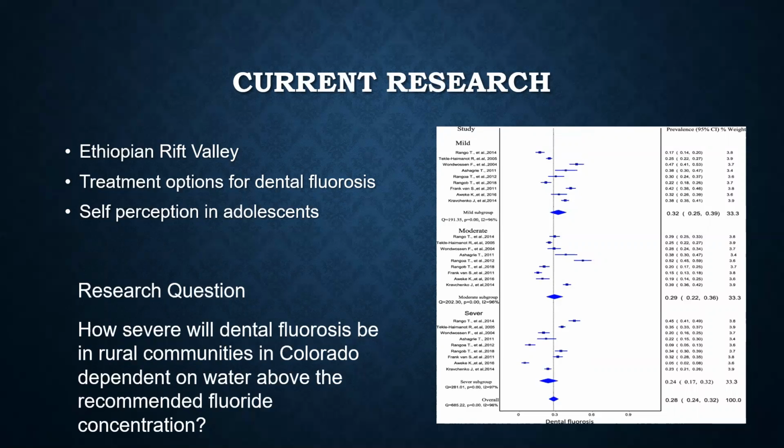Current research has also shown the treatment options for dental fluorosis. Currently, there is no treatment for this condition, and there's also been research in the self-perception in adults, which basically went and asked about the overall happiness of these individuals with dental fluorosis and found out that happiness tends to decrease as a child has dental fluorosis. So with that being said, it has led to the research question of how severe will dental fluorosis be in rural communities in Colorado dependent on water above the recommended fluoride concentration.